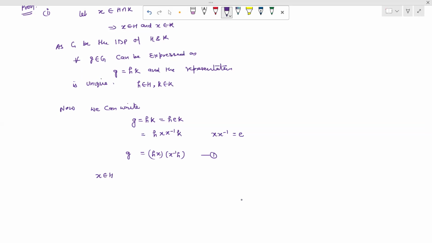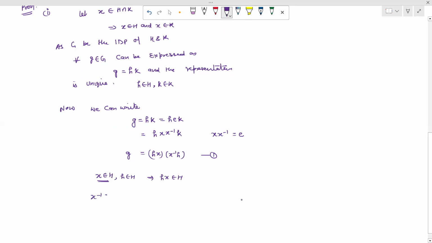That means x belongs to H intersection K. So x belongs to H and x belongs to K. Since K is a subgroup, its inverse also exists, so x inverse also exists. So x belongs to H and h belongs to H, so xh also belongs to H.